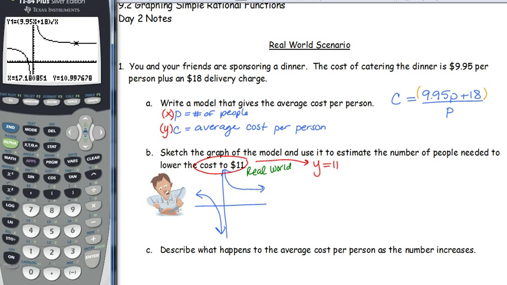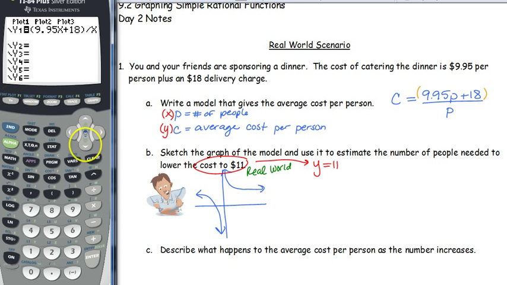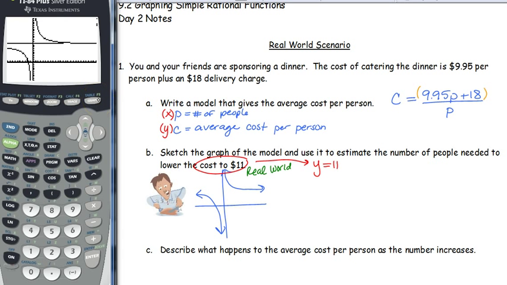Another better way to do this is go to y equals. If we want our cost to be 11, we type 11 into y2, because remember that's going to give us a horizontal line at 11. We graph. We go to second trace. We want to find the intersection. First curve, enter. Second curve, enter. Guess. And we've got that horizontal line right there.